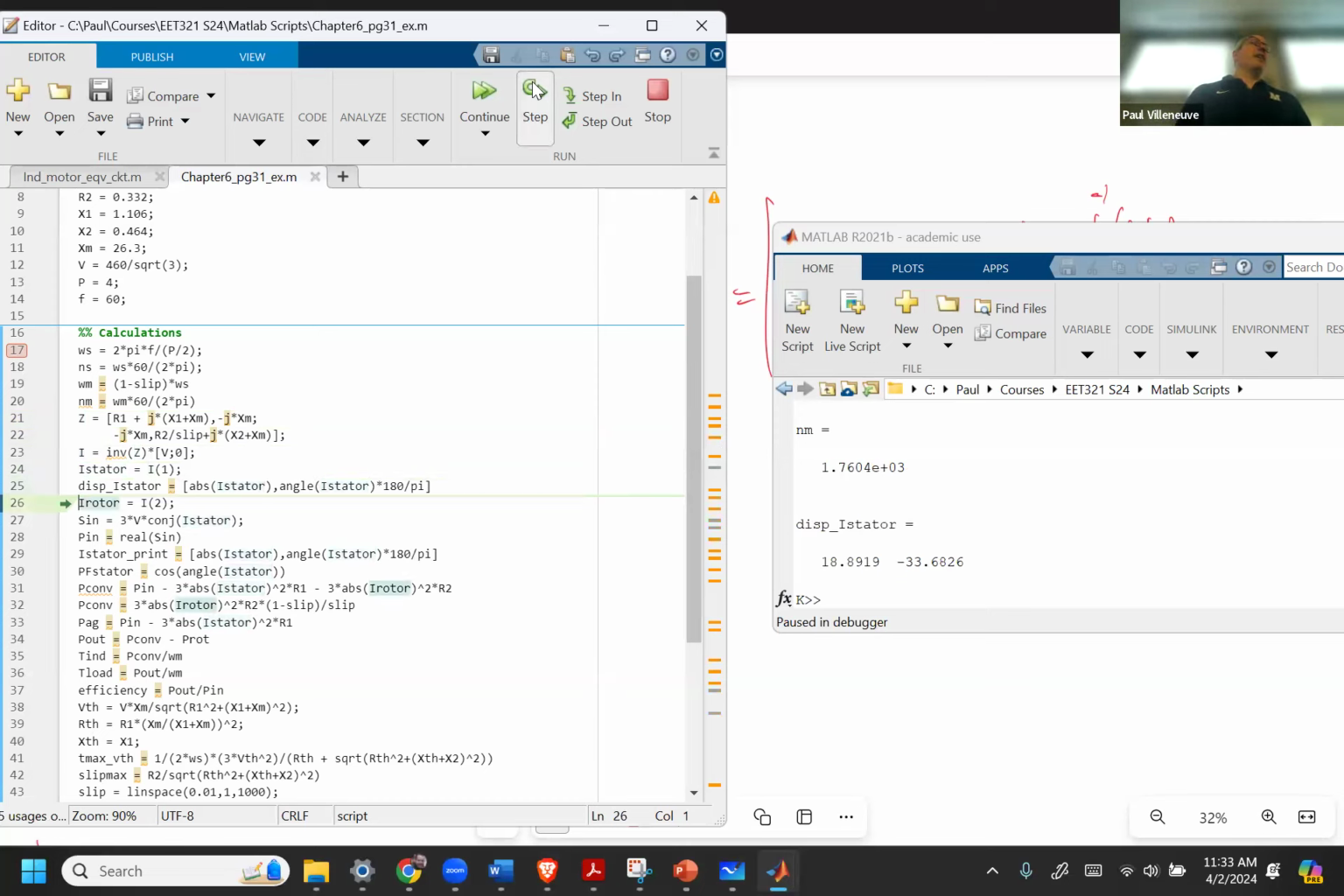I said our calculation was 18.88 at an angle of minus 33. MATLAB just has a little bit more precision, it's keeping it all in there. So you can see that I get the value. This is exactly the stator current we calculated by doing the other approach. I'm going to continue and calculate my rotor. But why am I not displaying what the rotor current is?